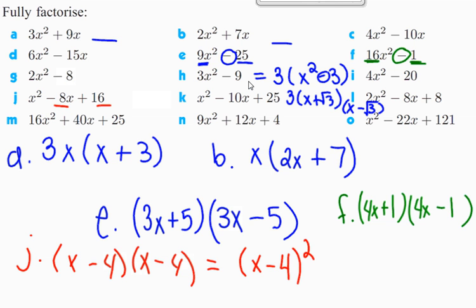Because the square root of 3 times the square root of 3 gives us 3. So anytime you have x squared minus some constant, you can always do x plus the square root of that constant and x minus the square root of that constant. So that's H. And I is very similar.